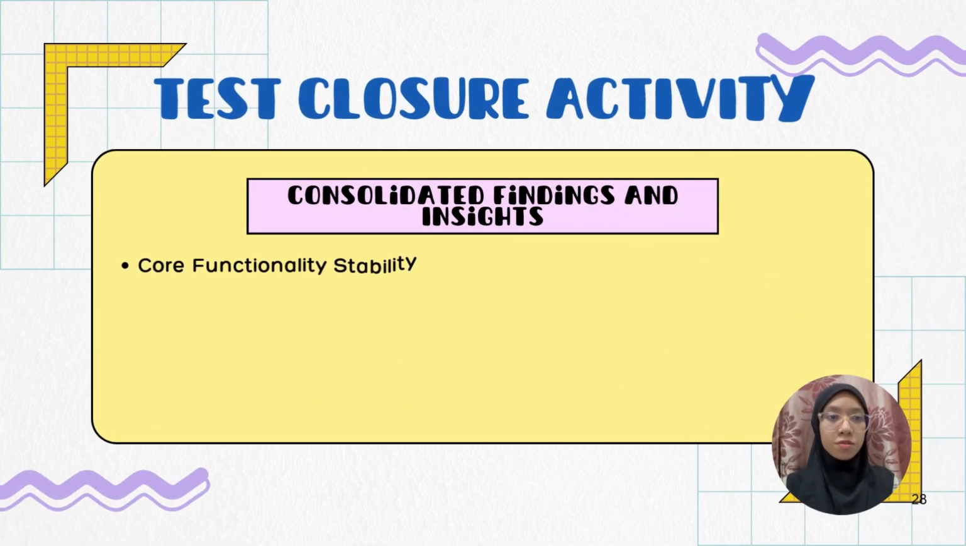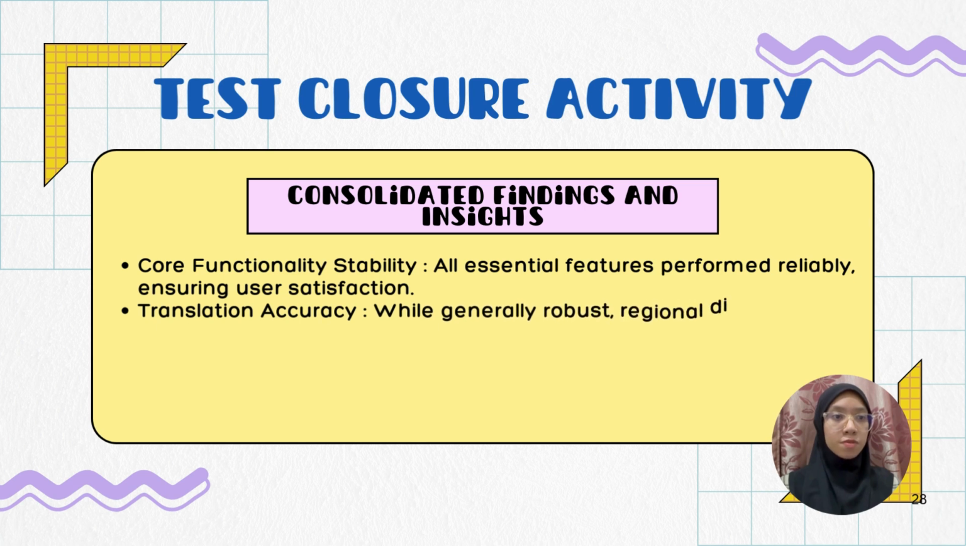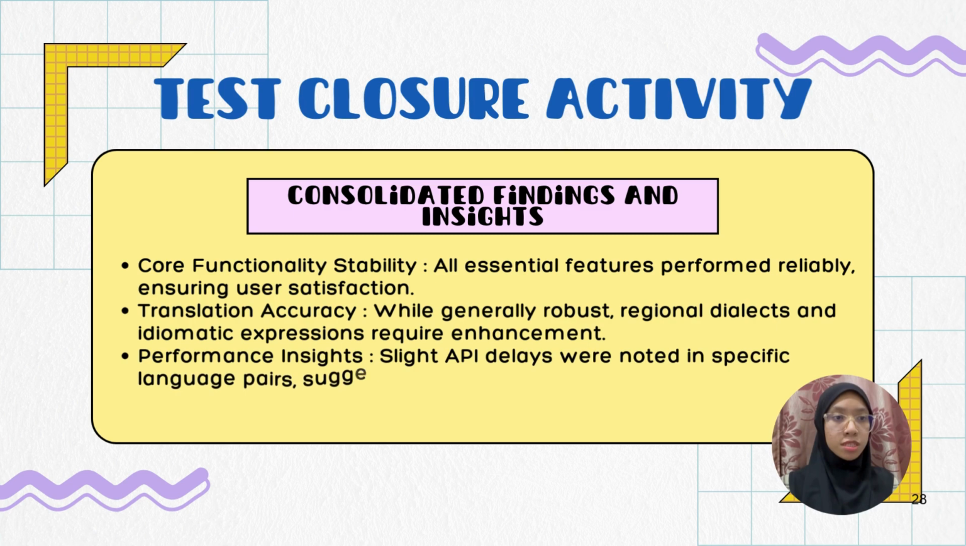Next is test closure activity, consolidated findings and insights. First is core functionality stability. All essential features perform reliably, ensuring user satisfaction. Second is translation accuracy. While generally robust, regional dialects and idiomatic expressions require enhancement. Last is performance insights. Slight API delays were noted in specific language pairs, suggesting optimization opportunities.